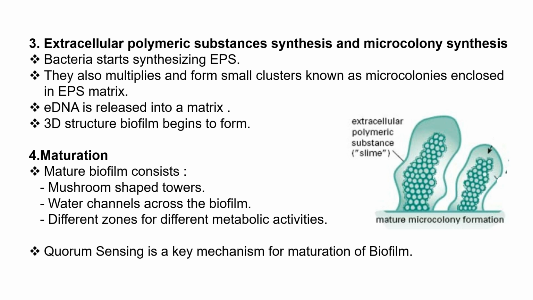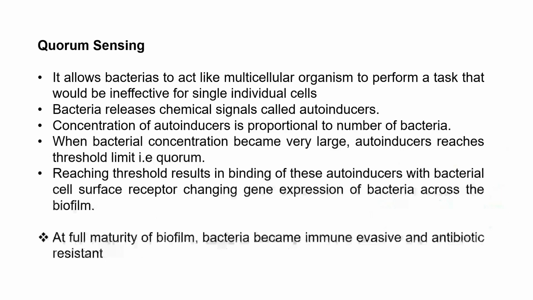The fourth stage is maturation. Mature biofilm consists of mushroom-shaped towers, water channels across the biofilm, and different zones for different metabolic activities. Quorum sensing is the key mechanism for maturation of biofilm. Quorum sensing allows bacteria to act like multicellular organisms to perform a task that would be ineffective for single individual cells.